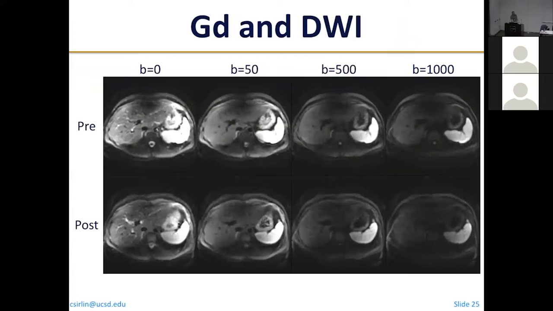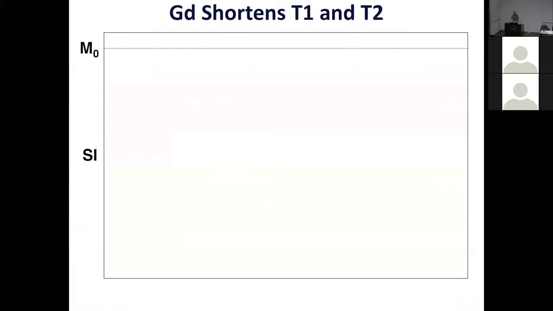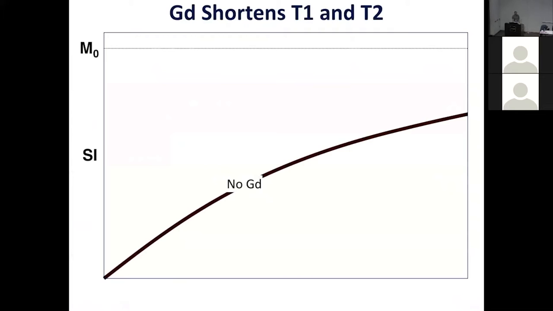Now, gadolinium does shorten T1 and T2. So remember from the previous lecture, we were sometimes plotting MXY. So now instead I'll be plotting signal intensity on the y-axis and time on the x-axis. And remember that signal is going to go from zero to a high of M0. So now if we don't give any gadolinium, we might have a tissue that relaxes with a curve that looks like this.